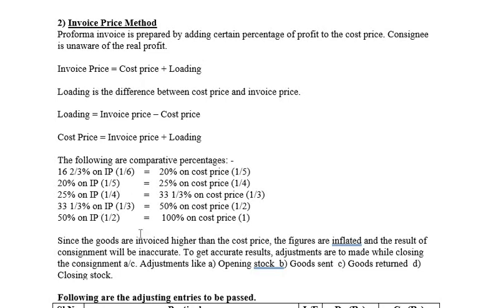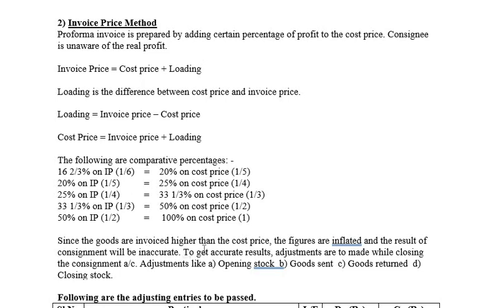Just try to write down these formulas, this comparative percentage, and when I'm solving the problem, I will explain it much better. Now here the goods are being sent higher than the cost price. Actually the cost price is 10, but the consignor is sending the goods at rupees 20. So there's a difference of rupees 10.